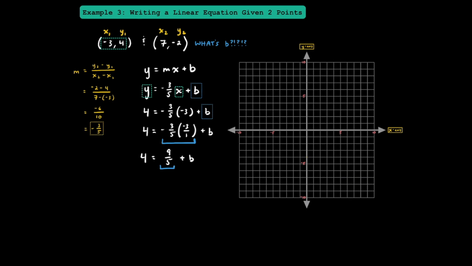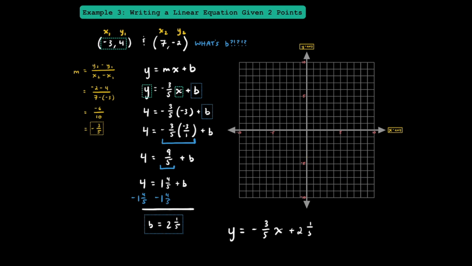To make things a little bit easier, we could rewrite this improper fraction as a mixed number and say 4 is equal to 1 4/5 plus b. And subtracting 1 4/5 from both sides of this equation here, we can find that b is equal to 2 1/5. Finally, we have our b value, or our y-intercept. Our final equation in slope-intercept form is going to be y is equal to -3/5 x plus 2 1/5.